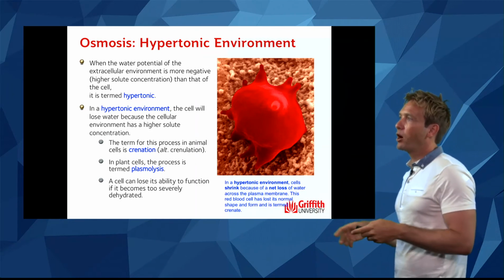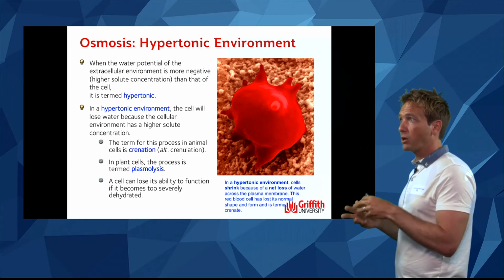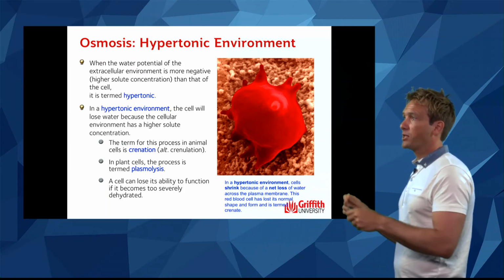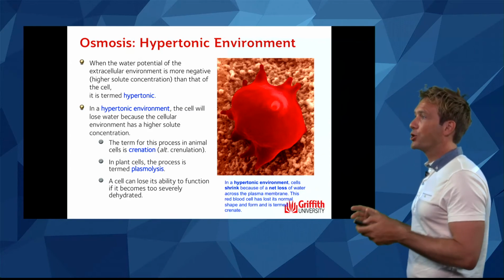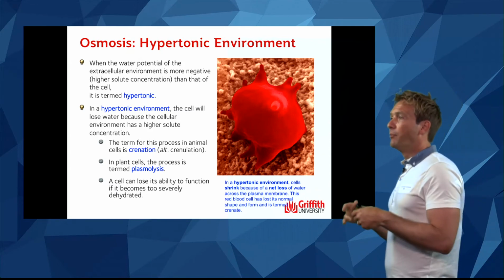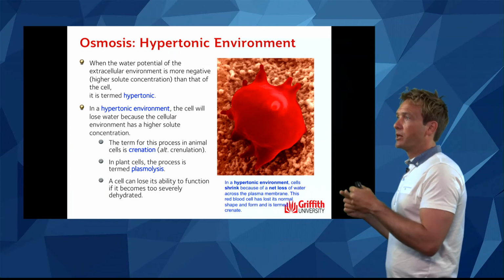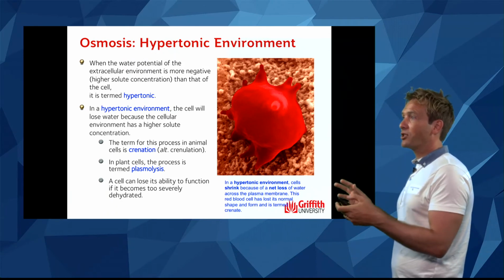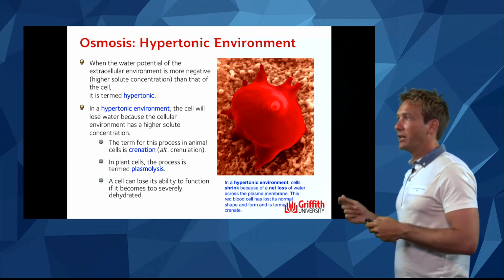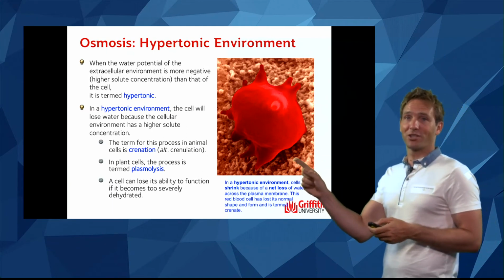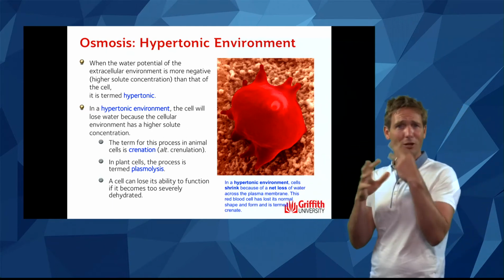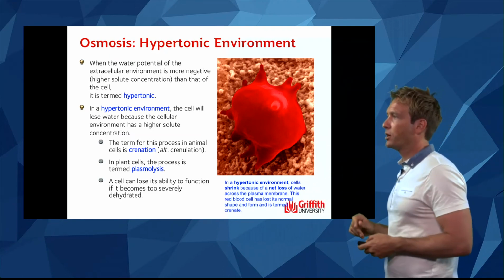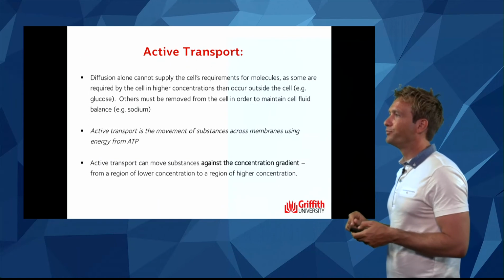In a hypertonic environment, the cell will lose water because the cellular environment has a higher solute concentration. The term for this process in animal cells is crenation. In plant cells, the process is termed plasmolysis, which we looked at before. A cell can lose its ability to function if it becomes too severely dehydrated, and you can literally do this to red blood cells, and they just suck inwards. They're amazing. They look all spiky, this is an electron micrograph. It's a nice close shot of that, which is really cool.